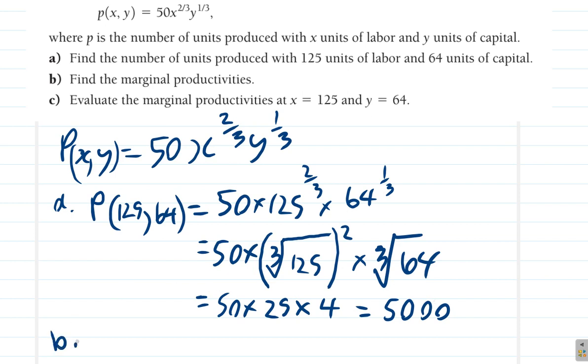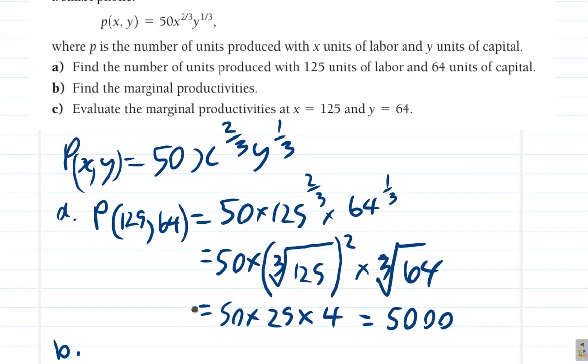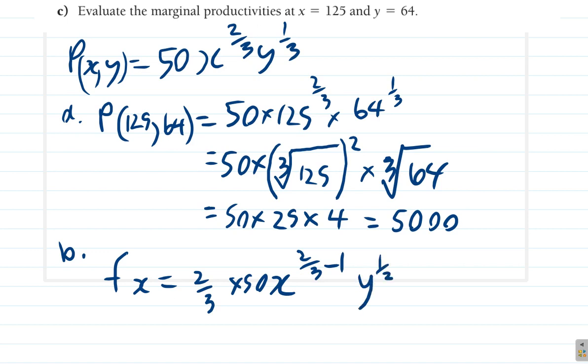Now part B. Find the marginal productivities. Marginal productivities mean you're going to differentiate. You're going to find the marginal productivity of labor and the marginal productivity of capital. So here, for x, you treat x as the variable, so it's 2/3 times 50 x to the 2/3 minus 1. Y is treated as a number, so you don't trouble y. Y to the 1/3.